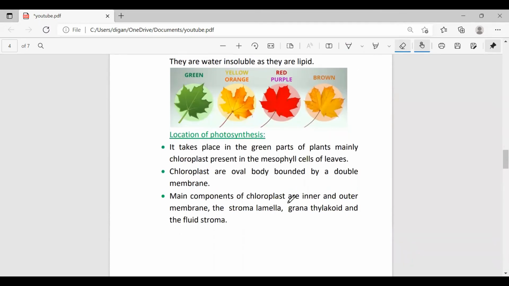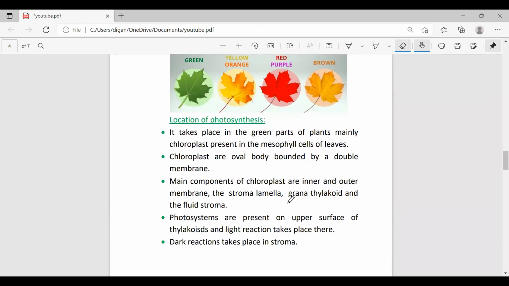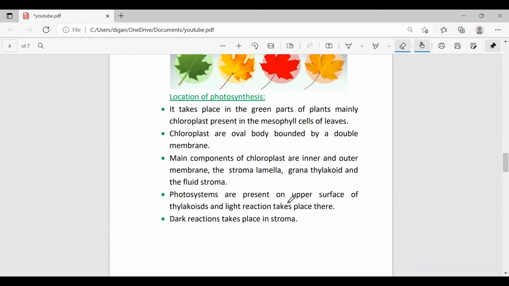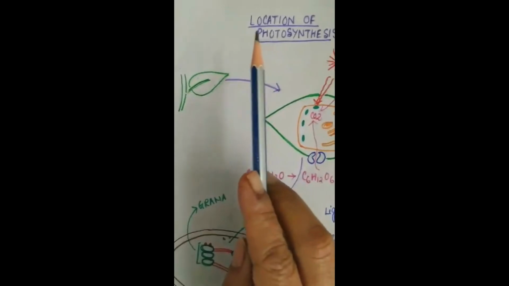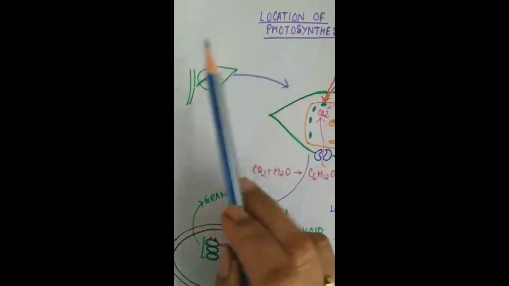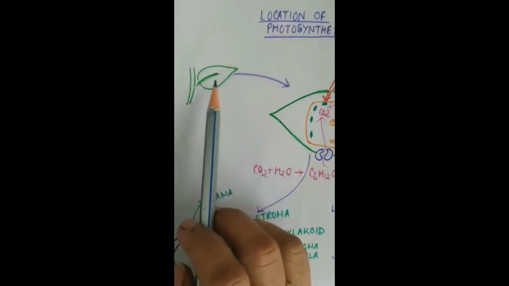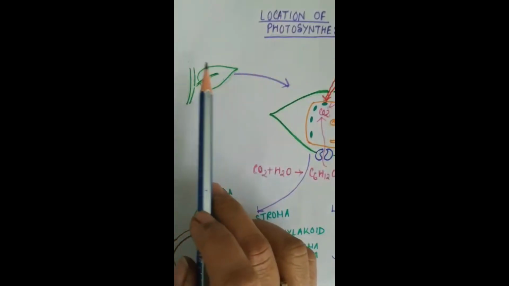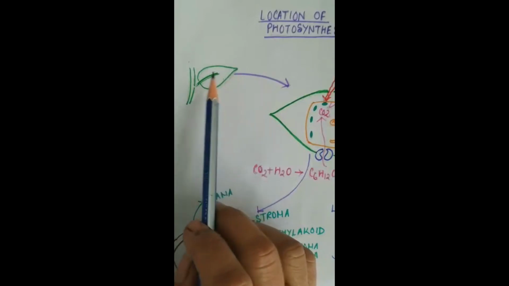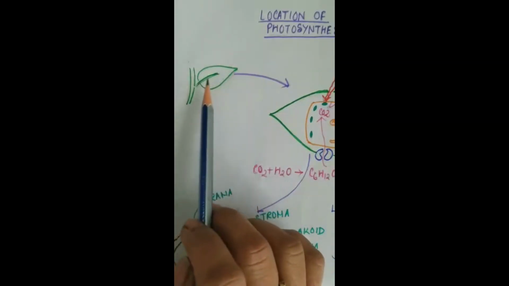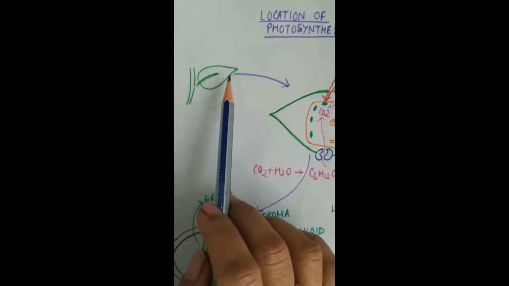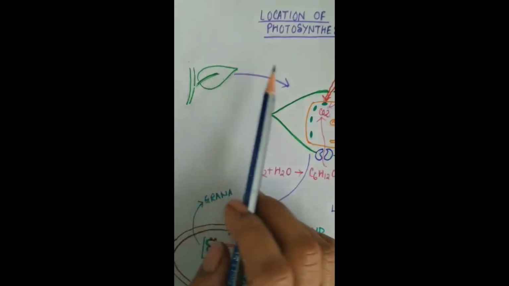Next, go for the last point of today's video, that is the location of photosynthesis. First let me explain, then I will show you the note. We all know that photosynthesis generally takes place in all the green parts of a plant, and the main portion of photosynthesis takes place in the green leaf. But in the green leaf, in which particular portion this process takes place, we are going to discuss here.